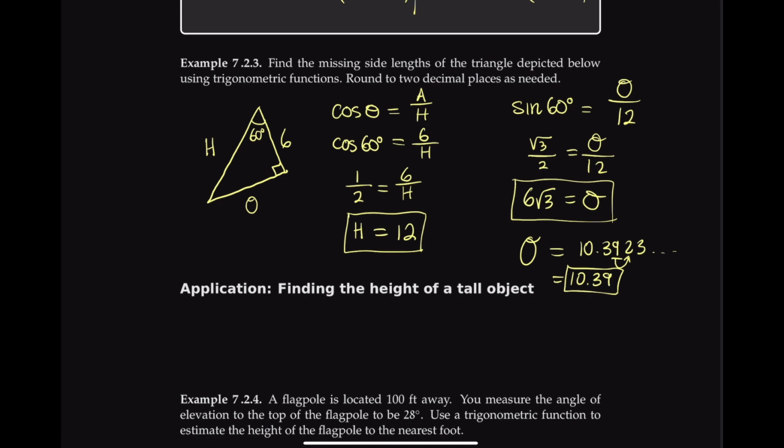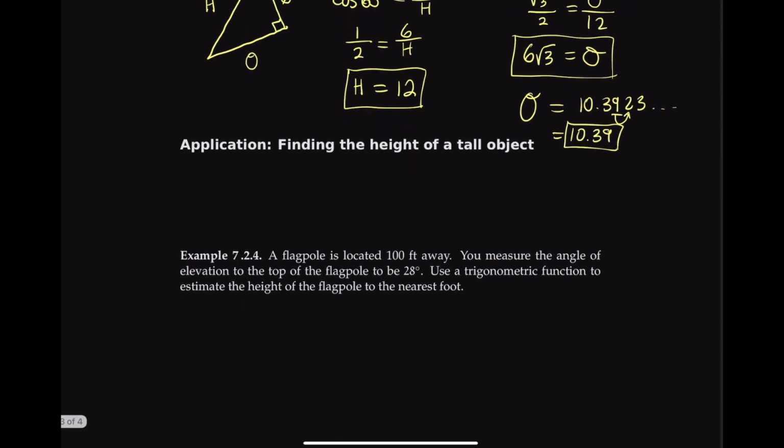Okay, so next what we're going to do is look at an application of these trig functions and finding missing side lengths. So here's our first application. Let's say you have a tall object. Let's use a flagpole as an example. So here I've got a flagpole, draw a little flag on that. And let's say I am standing a certain distance away from that flagpole, right? And my goal is to figure out the height of the flagpole without actually having to climb it to measure it, right? And so what we're going to do is use what's called the angle of elevation.